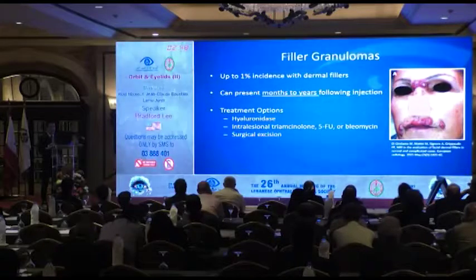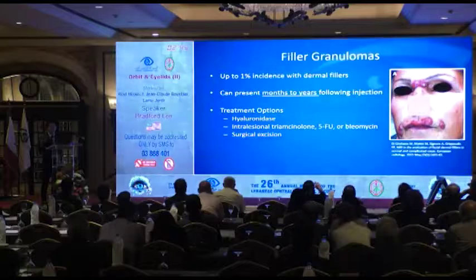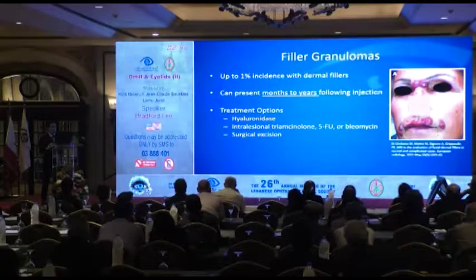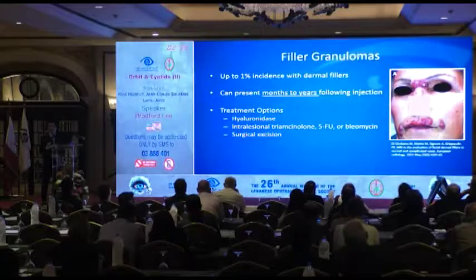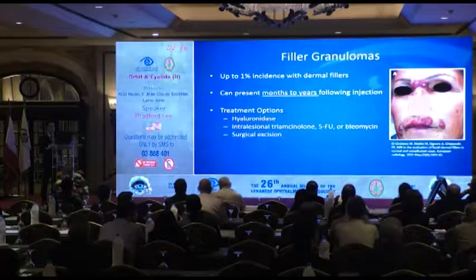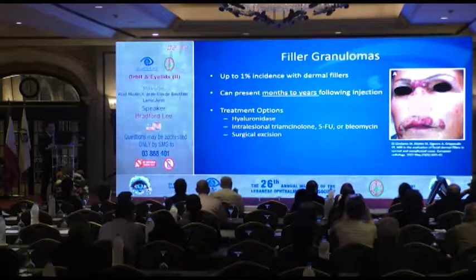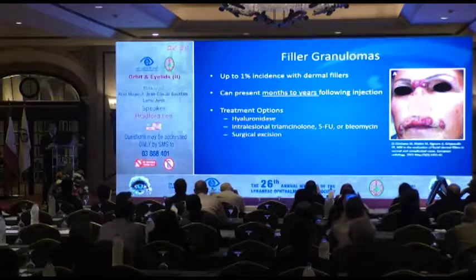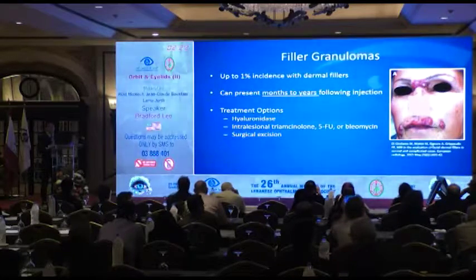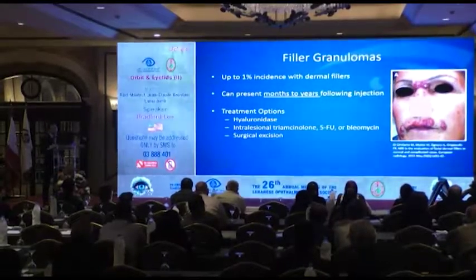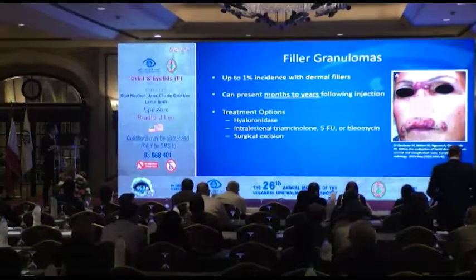Treatment, if it's a hyaluronic acid-based filler, definitely flood it with hyaluronidase. Get rid of that foreign material, and the granulomatous inflammation should go away. You can also mix it with triamcinolone to help get rid of the granulomatous inflammation. Other people have used 5-FU and bleomycin, or even for permanent fillers, some people are using radiofrequency devices to try to break up that product. And worst case scenario is surgical excision.